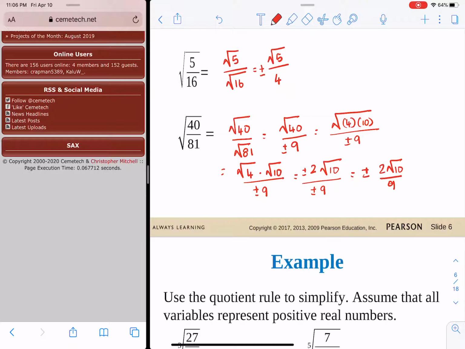Some might say, well, should we put that plus or minus? Is it necessary? Well, technically speaking, it is plus or minus, but sometimes the solution might simply ask for a positive value. It depends on the problem.